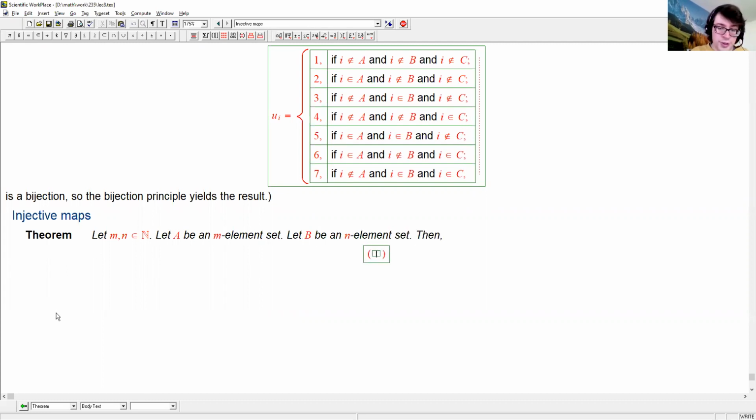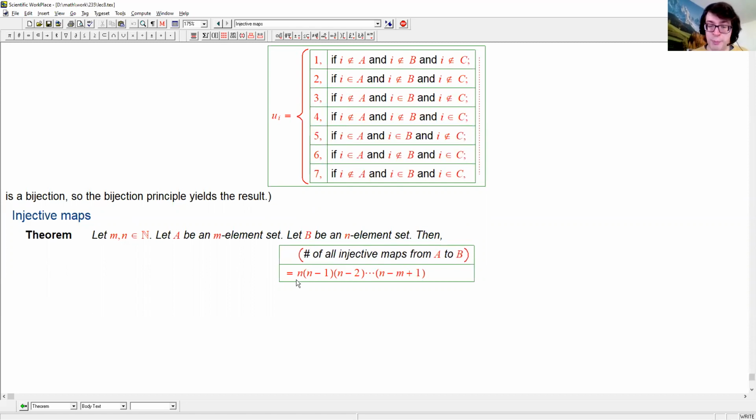Then the number of all injective maps from A to B is, here is one way of putting it, the product that begins with n and keeps going down until n minus m plus 1. And another way to put it is m factorial times n choose m, because n choose m is defined to be this over m factorial. Okay, how do we prove this?